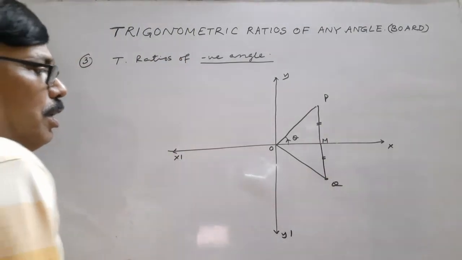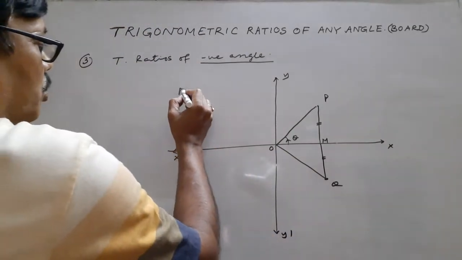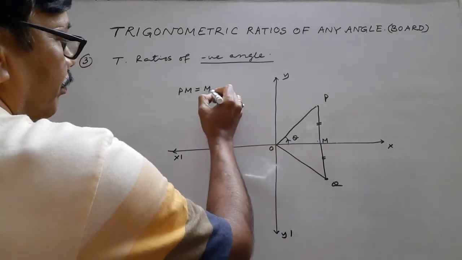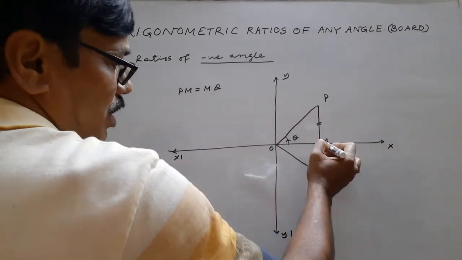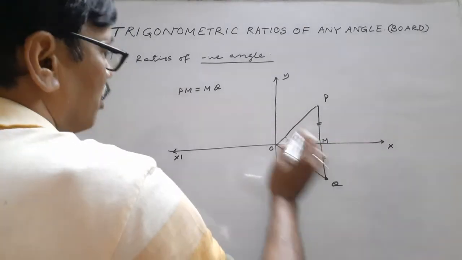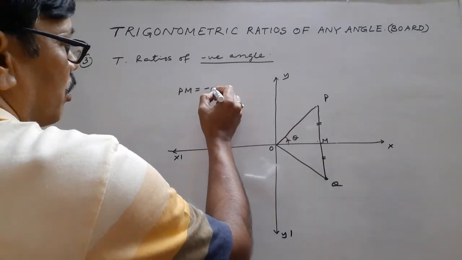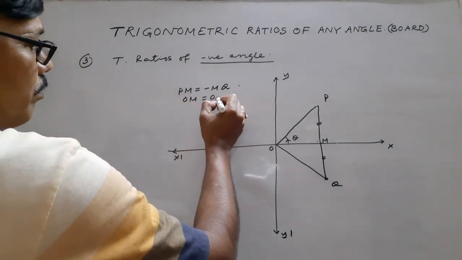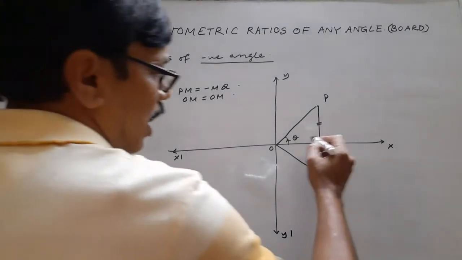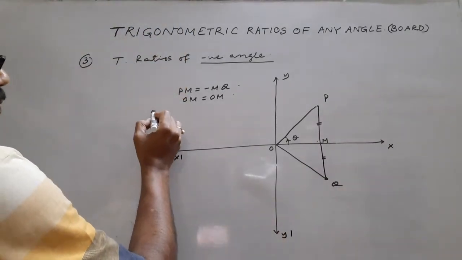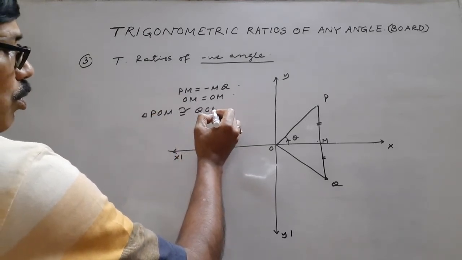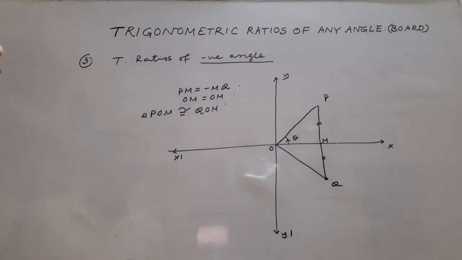Now PM equals MQ. Actually their magnitude is the same, but look, this is in the opposite direction. PM equals minus MQ. OM equals OM. And it is a right angle triangle. So triangle POM is congruent to triangle QOM.